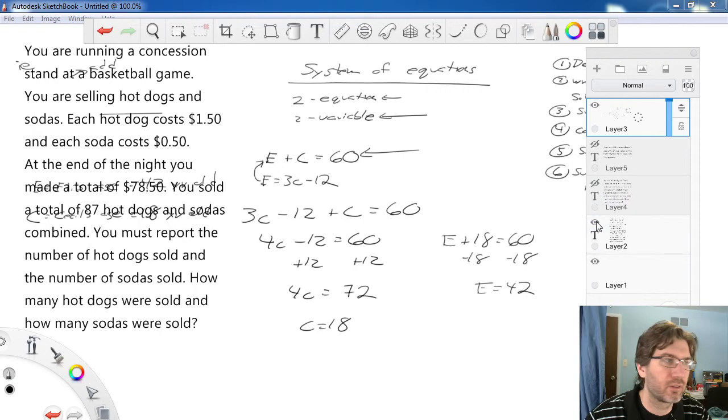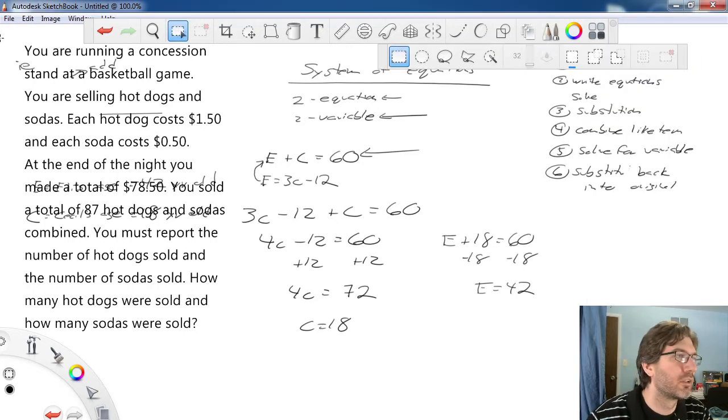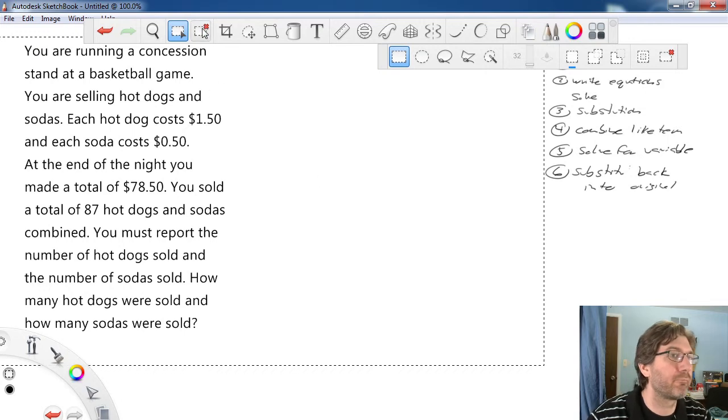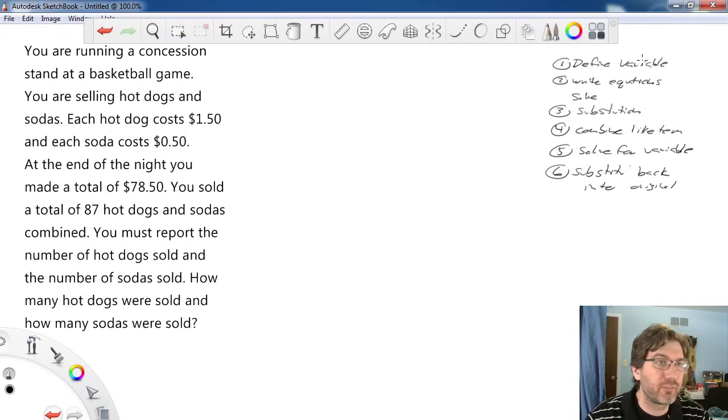Let's look at, is this the hot dog one? Yeah, this is hot dog. Hot dog one's easy. Just get rid of all that. So again, first we have to define variables.